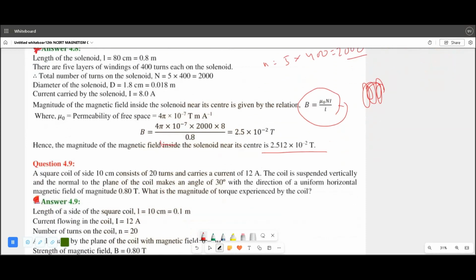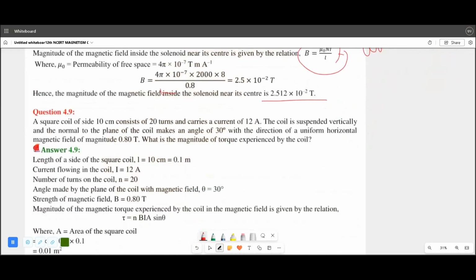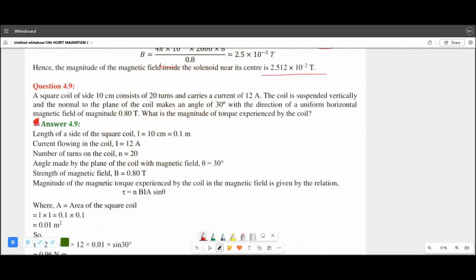We were taking it outside at some point and would have considered it. So next is a square coil of side 10 centimeter consisting of 20 turns and carrying a current of 12 ampere. The coil is suspended vertically and the normal to the plane of the coil makes an angle of 30 degrees with the direction of a horizontal magnetic field of this magnitude. What is the magnitude of torque experienced by the coil?